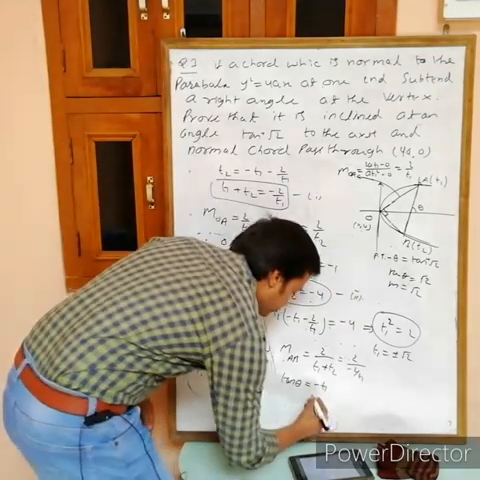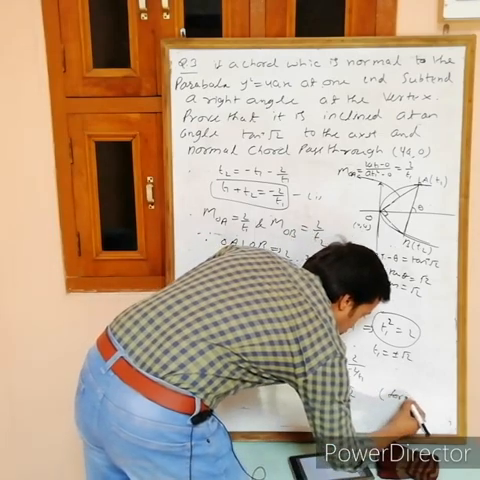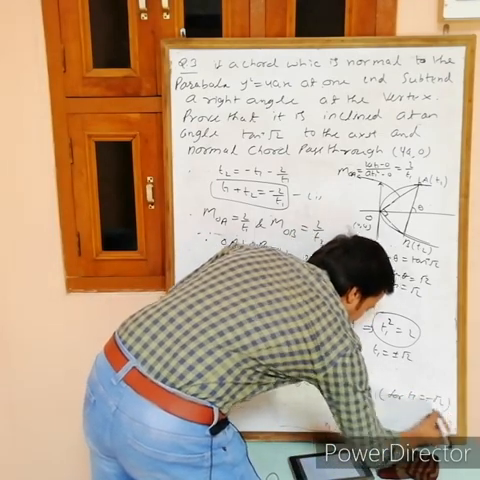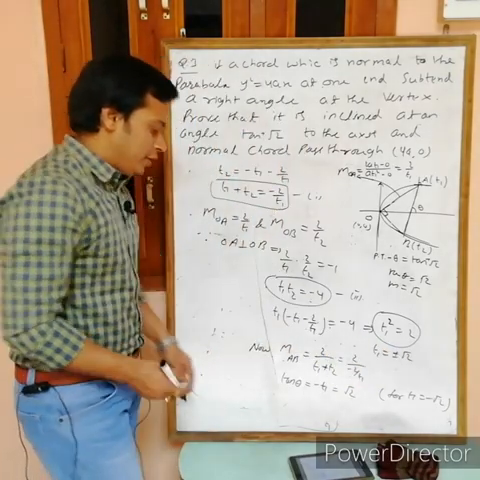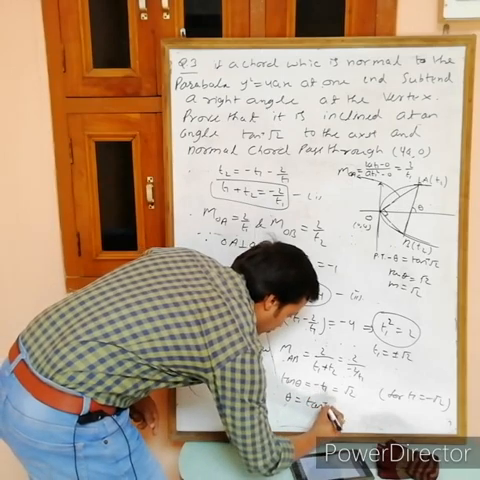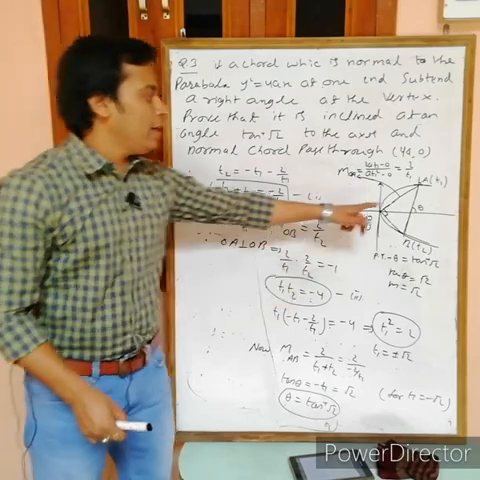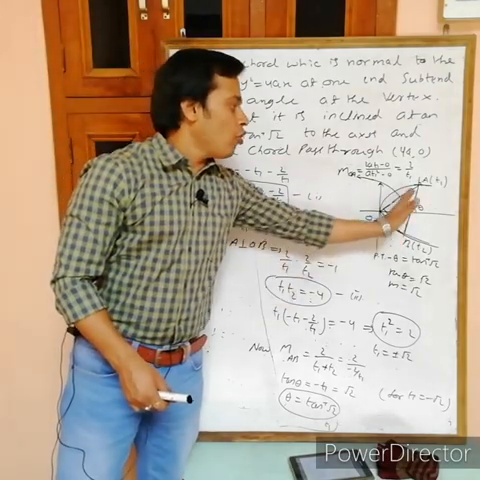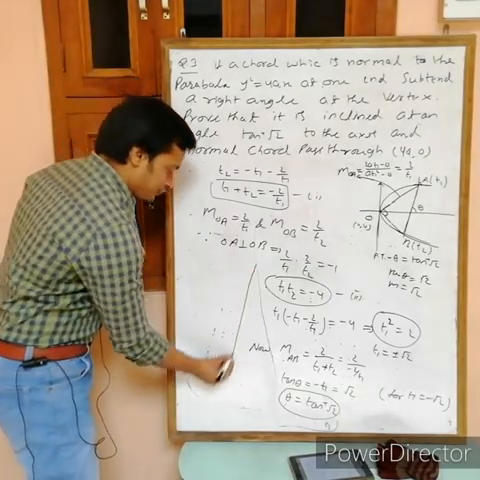Okay. So for t1 equals minus root 2, we are getting tan theta equals root 2. Then theta equals tan inverse root 2, where theta is the angle formed by the chord with the axis. Okay, so first part is done.